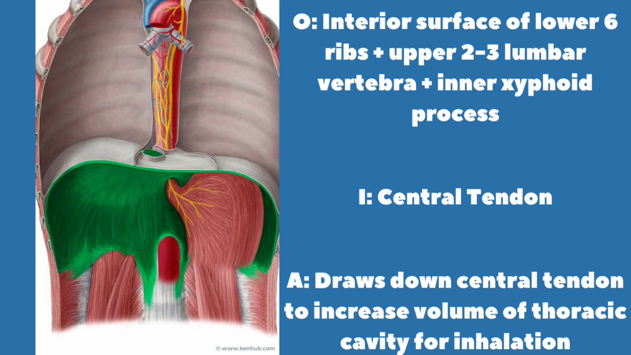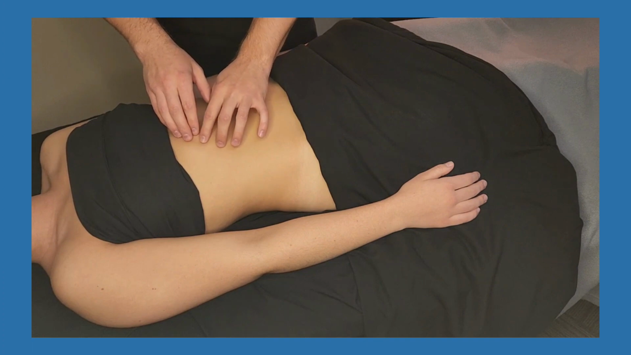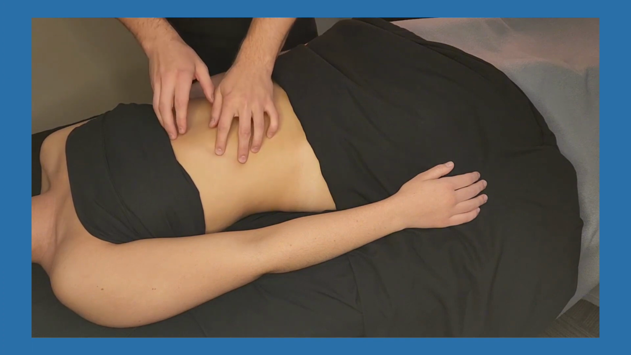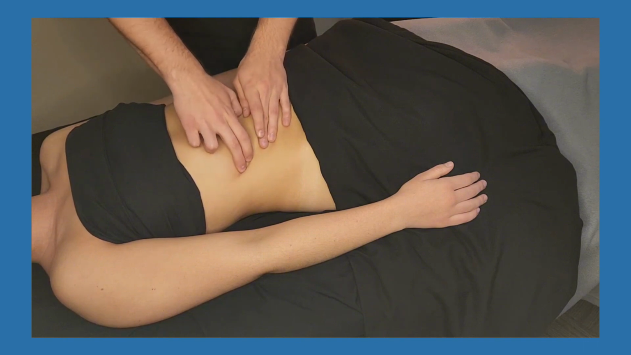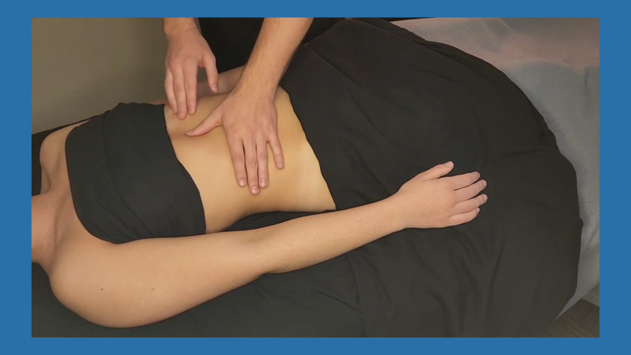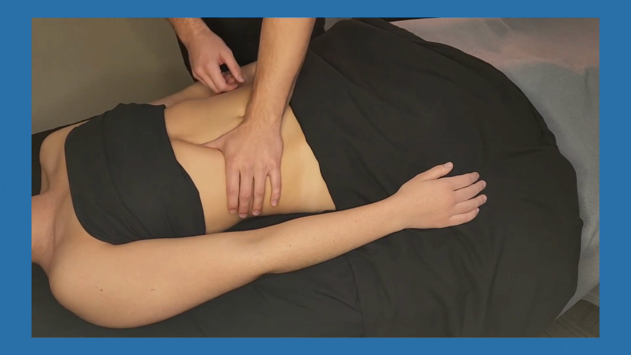The diaphragm will originate the interior surface of the lower 6 ribs and the upper 2 to 3 lumbar vertebrae and the inner, or I guess you could say posterior aspect of the xiphoid process, and will insert at the central tendon.